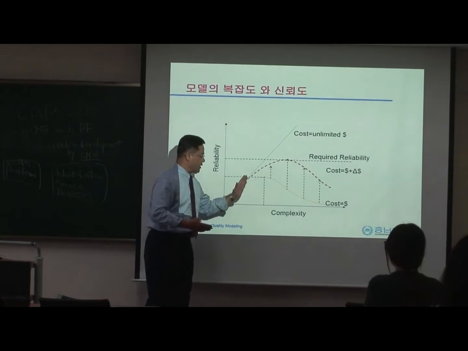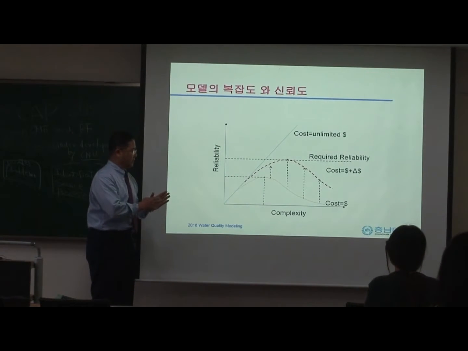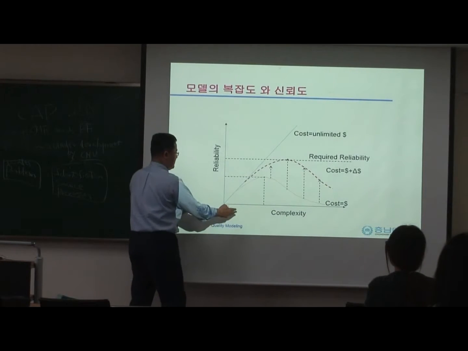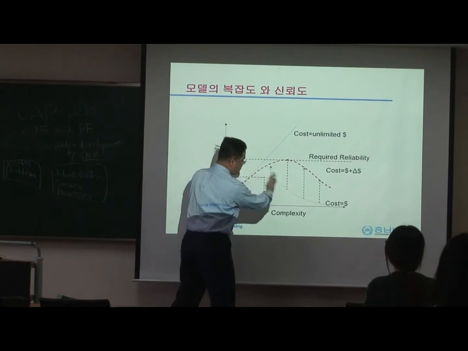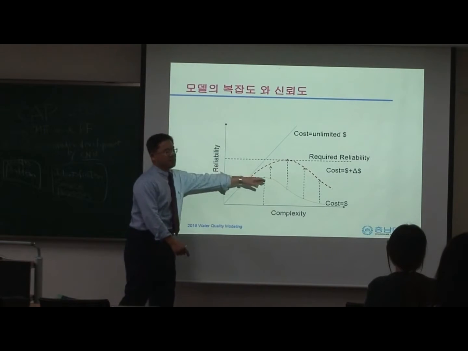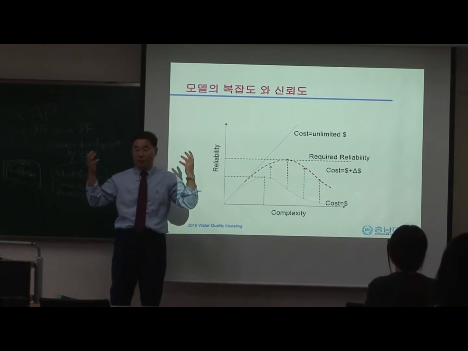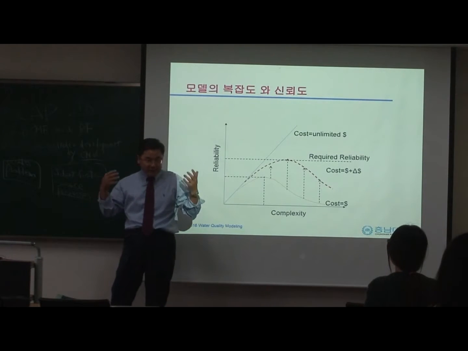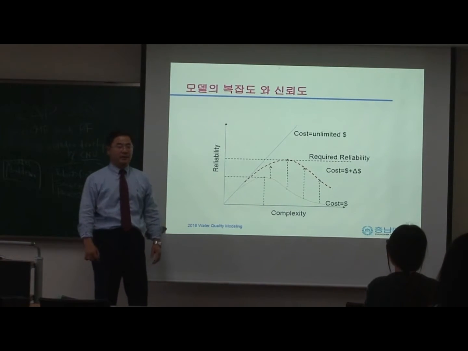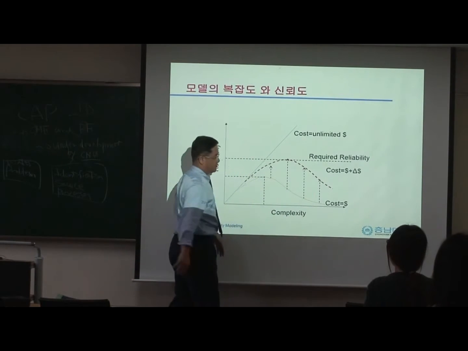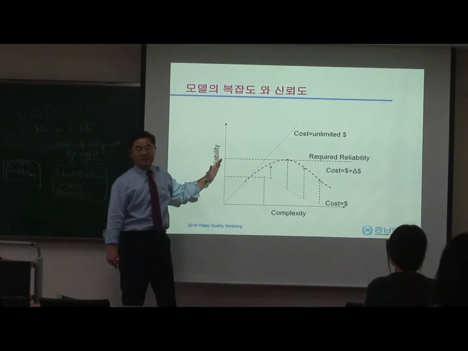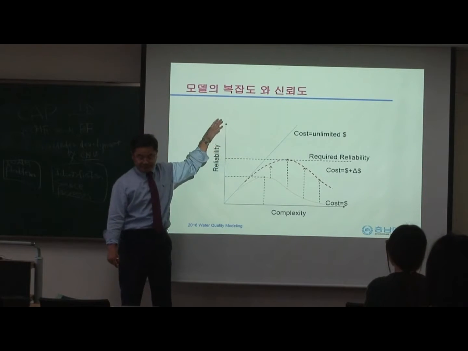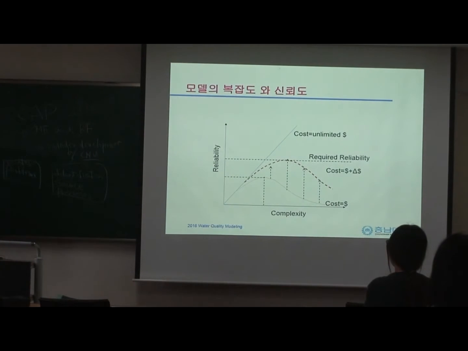More and more complicated, so you can provide more and better information. But if it becomes too complicated, then your output can be very confusing. Too many outputs, right? You cannot really understand what's going on, and then you will lose reliability or confidence about your output. On the other hand, your cost of calculation may be higher and higher, because you may need a supercomputer or a better expert.